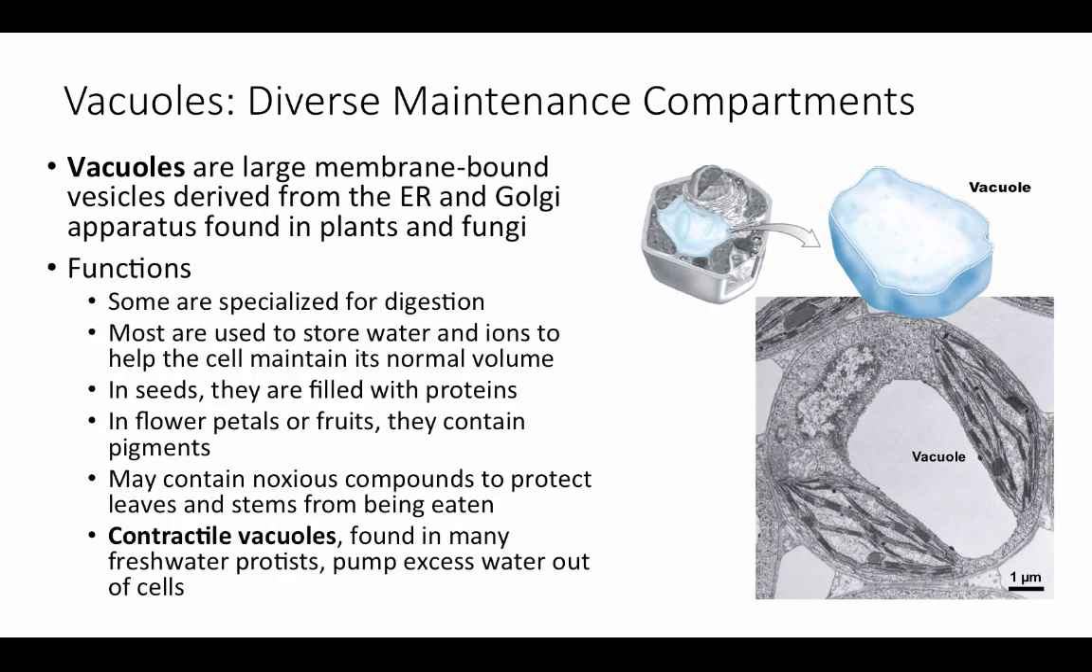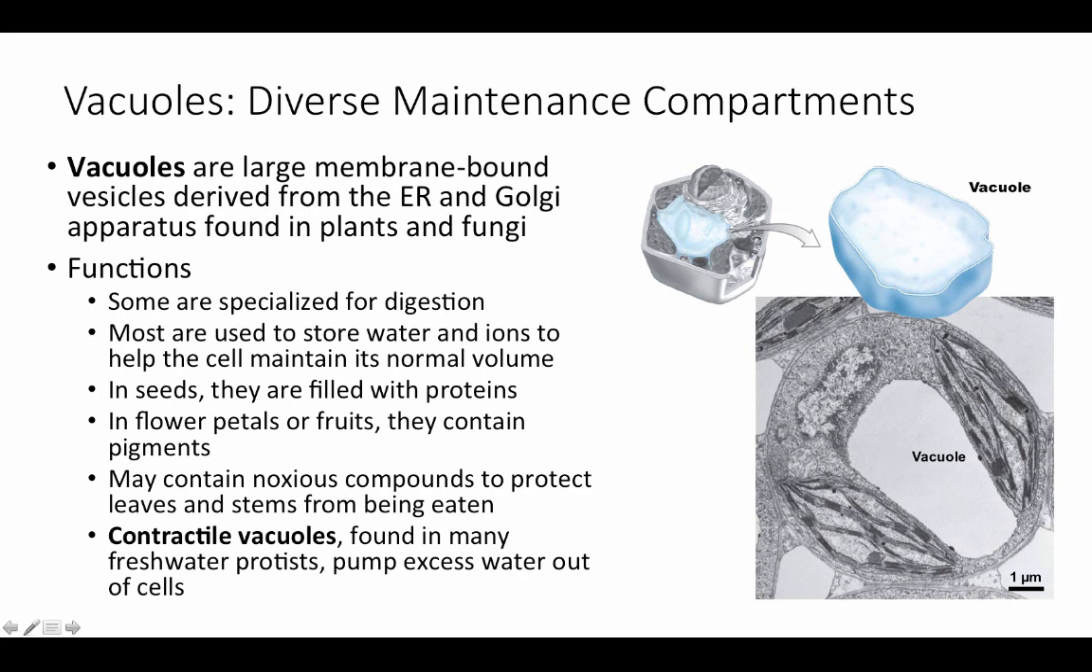Some are specialized for digestion, so they're going to be digestion reactions going in there, breaking down large macromolecules. Most are used to store water and ions to help the cell maintain its normal volume. So that's the main function of this enormous central vacuole that we see in plant cells that take up most of the space in the cell and sort of squish all the rest of the cytoplasm kind of between the central vacuole and the cell membrane.